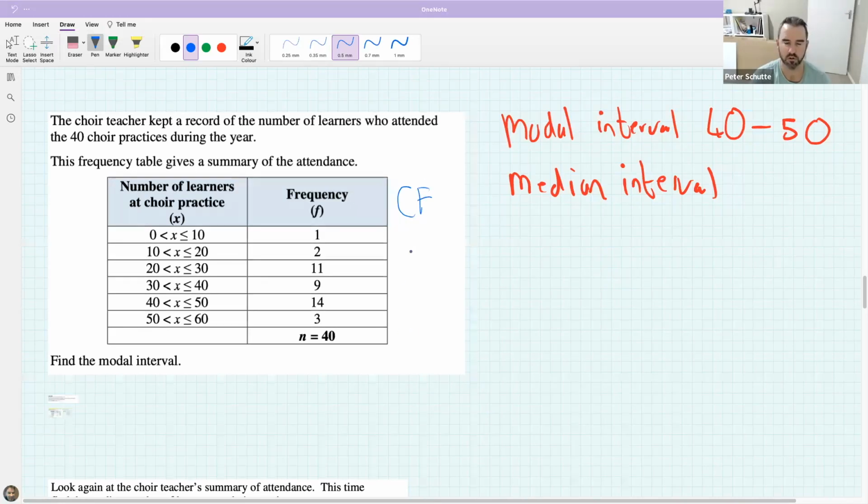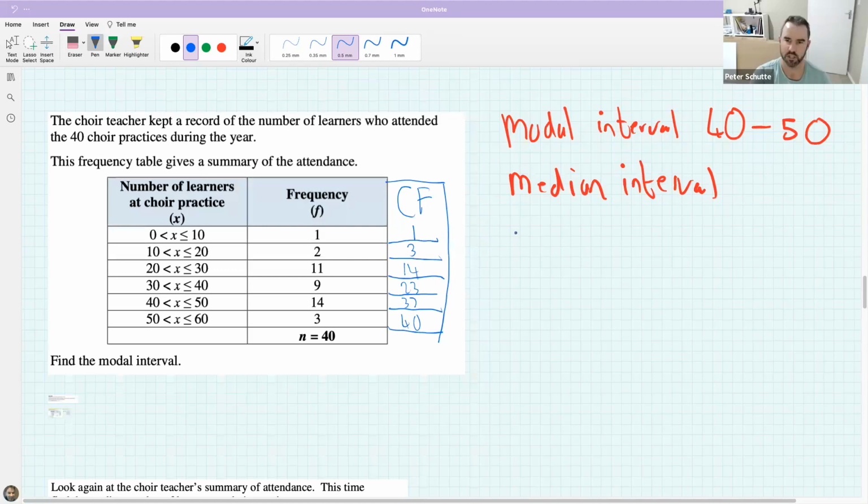So 1, 3 plus 11. And this should always end up at the total because I'm counting up from the beginning. So what is the median interval for this set of data?